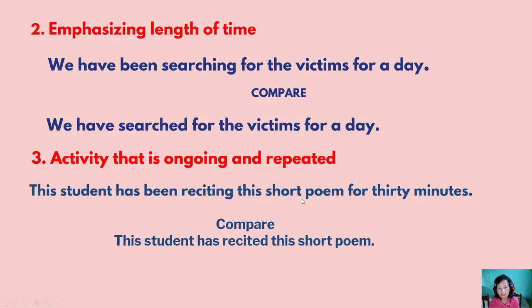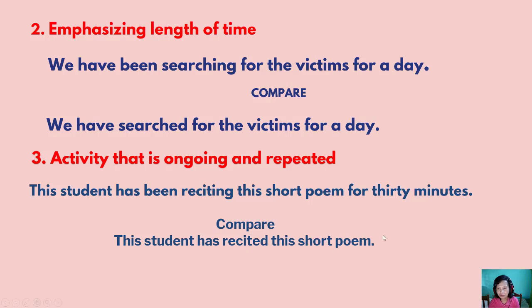This short poem is usually only two or three verses. Surely it can be done in just three or five minutes, but here the duration is 30 minutes, because we want to emphasize the repeated action. Here the student has recited this short poem, which means that the student has finished reciting this short poem.